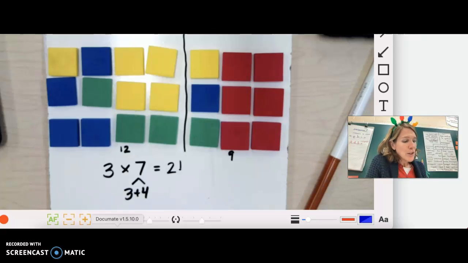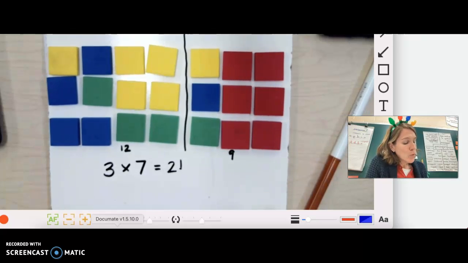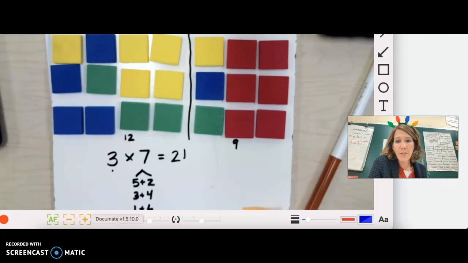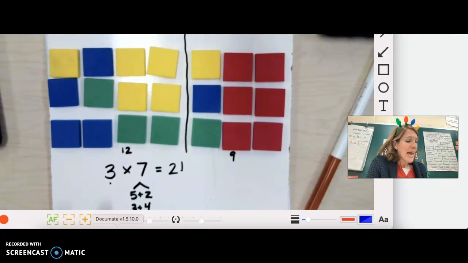Okay? So all I'm doing is taking one of the two factors, and I'm breaking that factor into two add-ins: 5 and 2, or 3 and 4, or I could do 1 and 6. I don't know that that would really help me that much, right? And then I keep one factor and I multiply it by each of the add-ins.